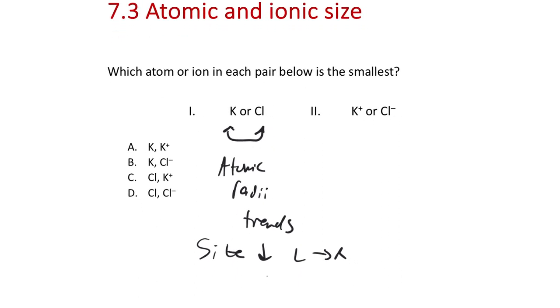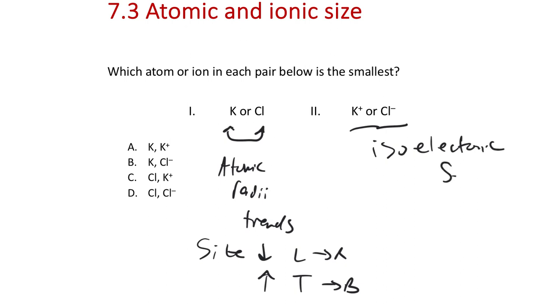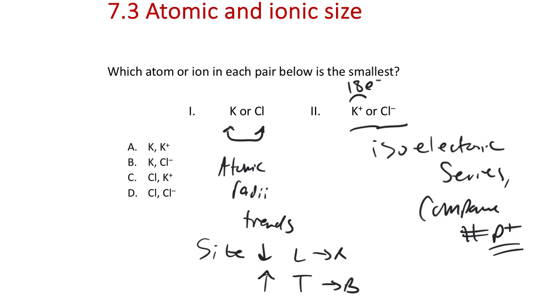But then increases top to bottom. But then here we need to use the isoelectronic series comparison. We got to compare the number of protons for the case where we have K plus and Cl minus. The issue here is K plus loses an electron, has 18 electrons.